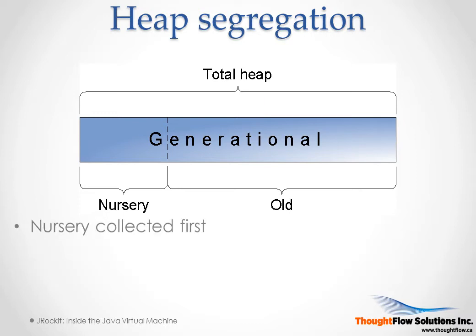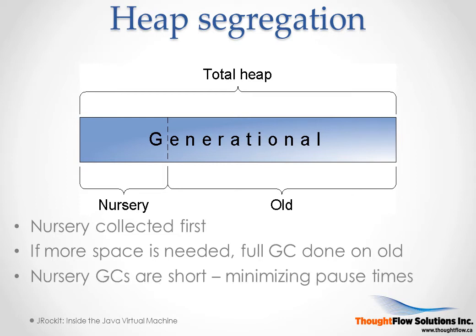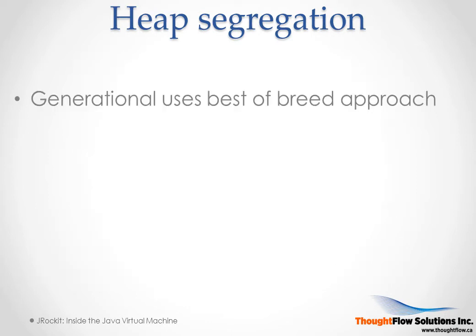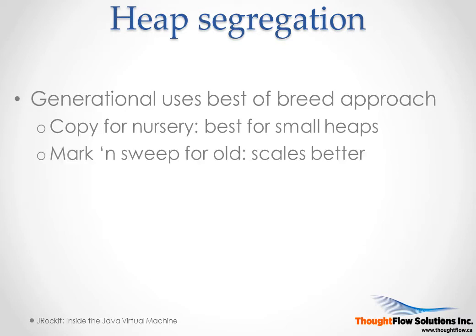Obviously the nursery is collected first. If more space is needed during a garbage collection, then a full GC is done on the old collection. Now, nursery garbage collections are short, and so the pause time will be minimized. So the generational approach uses a best of breed approach: copy for the nursery, again best for small heaps, and mark and sweep for the old. That scales better, right? So we're taking the best types of algorithms depending on the regions that we're talking about.